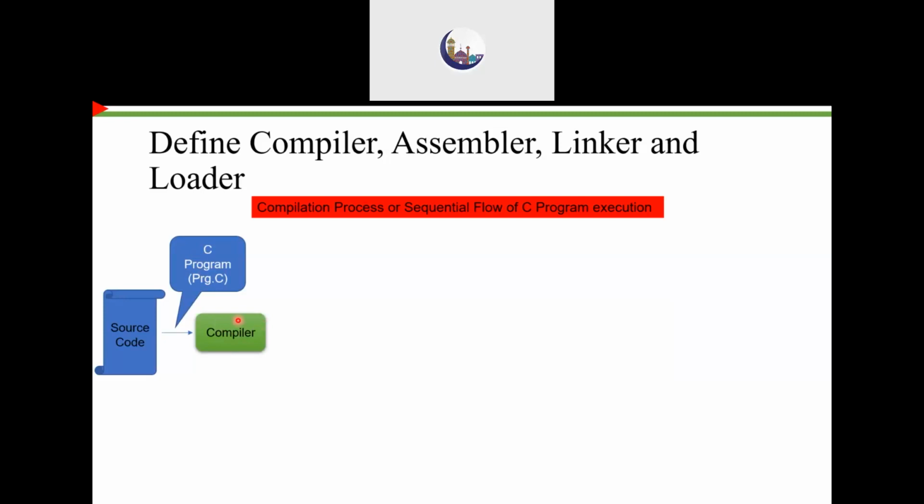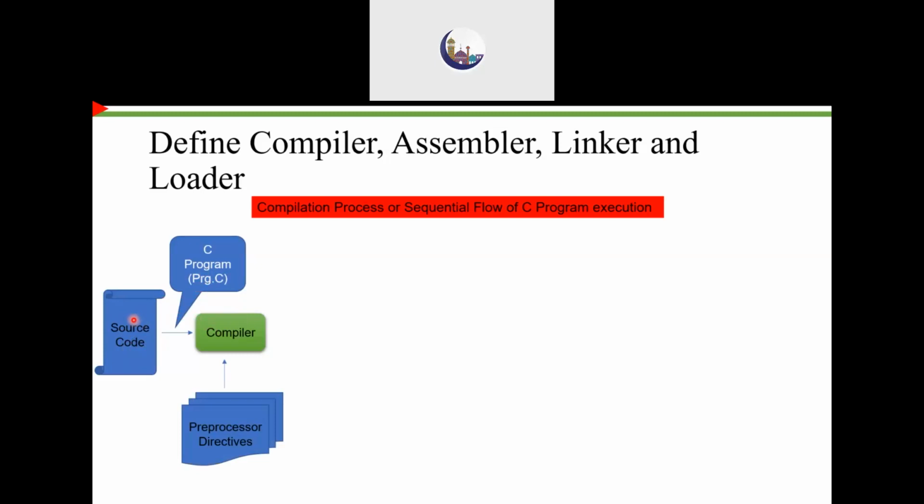I have listed all the components line by line. Please follow it. So compiler will take the C program which we have written as a source code. And what it will do is it will try to, whatever we have written here in this particular source code, we'll write certain logic which is defined by us.